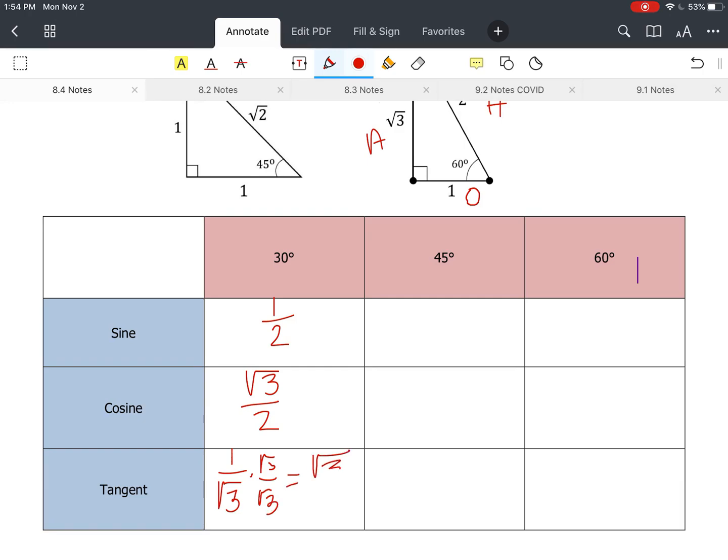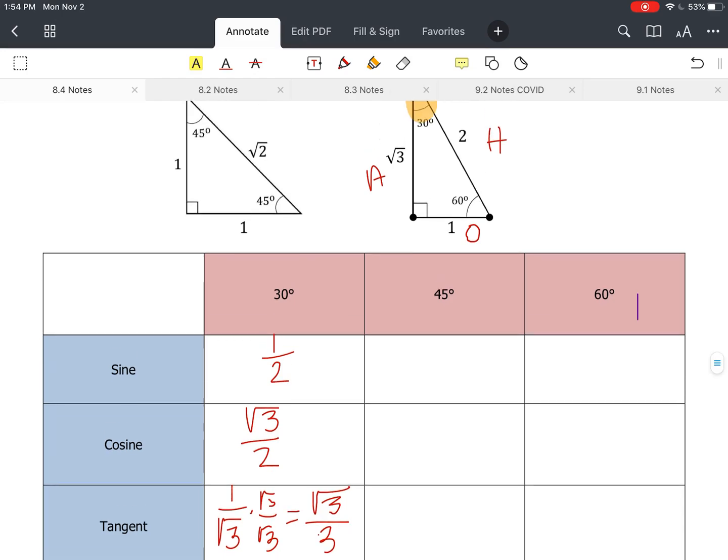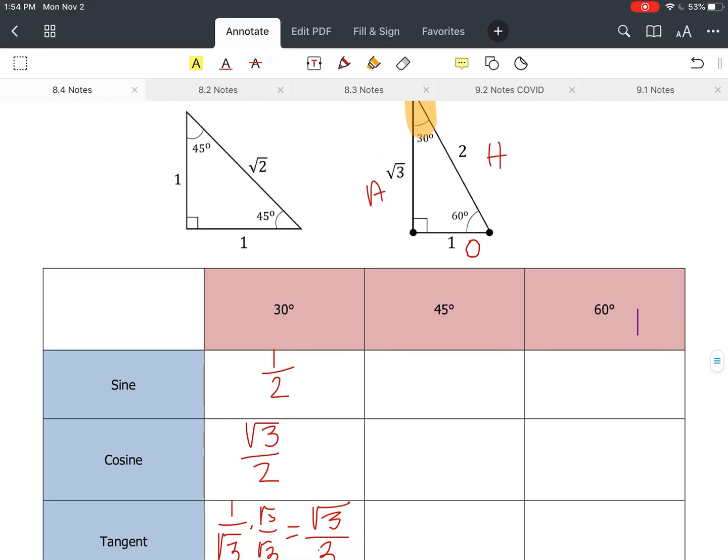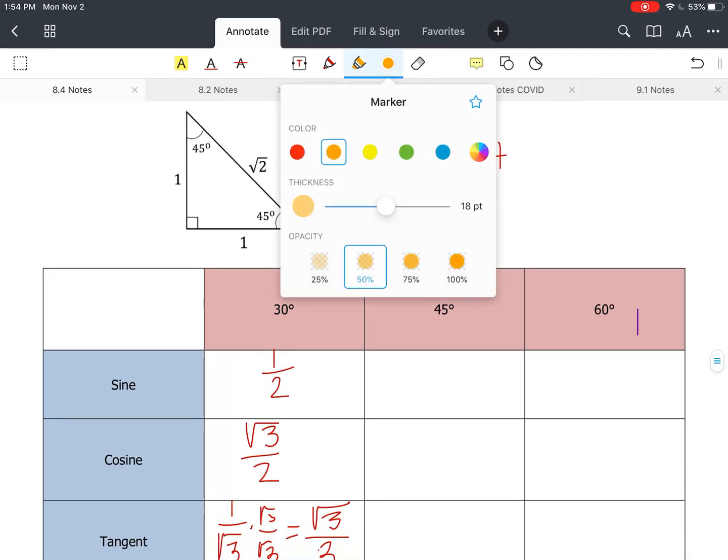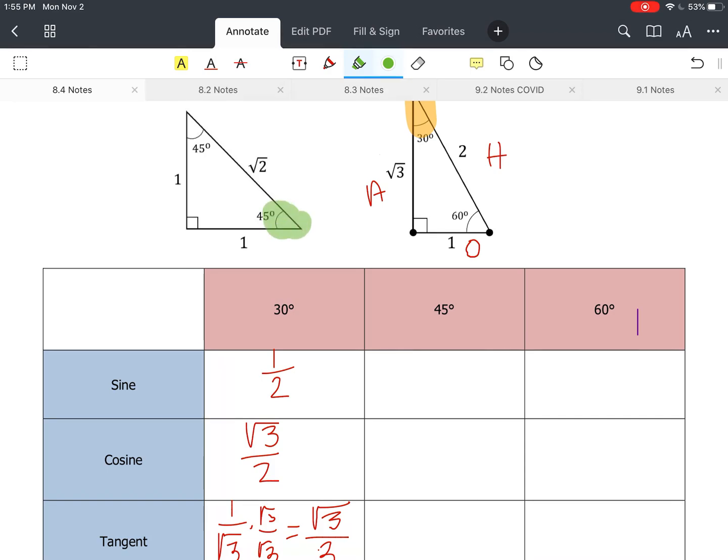Remember, you can't leave root 3 in the denominator, so you'd have to multiply by root 3 over root 3. That's called rationalizing. So you could also rewrite it as root 3 over plain old 3. These two are the same answer. It's just written in a more correct form with root 3 over 3. So that's for 30 degrees.